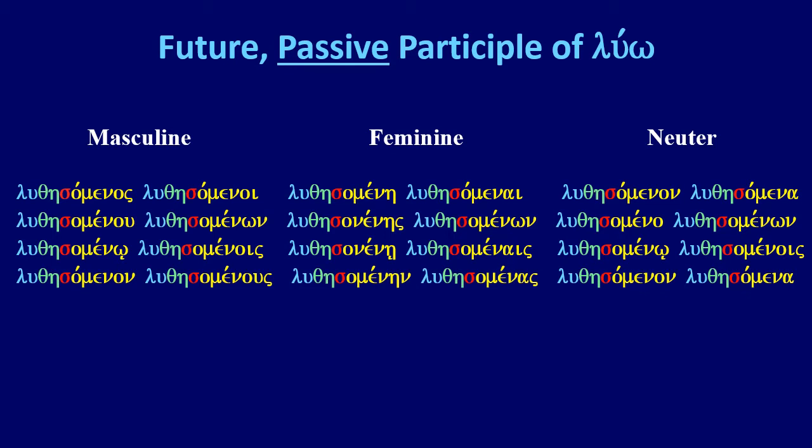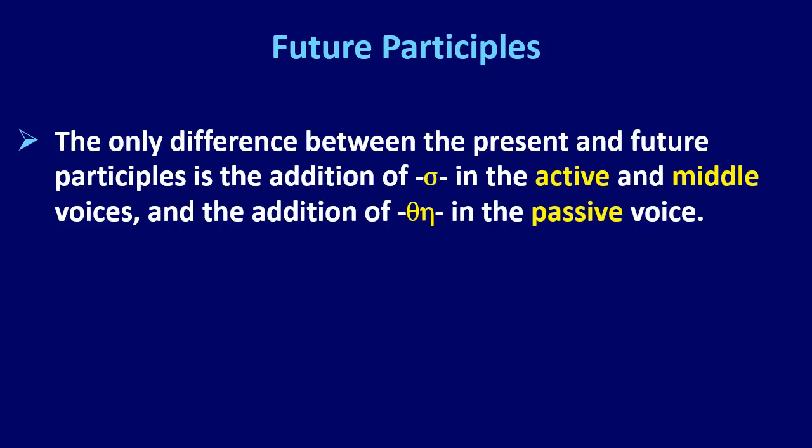So when you see that theta eta combination inside of a word, infixed, so to speak, you will notice that that indicates a passive voice, whether it's inside a participle like this here or inside of an indicative mood verb, as we saw with the future passive and first aorist passive. So that's it for this lesson as far as learning paradigms or new forms of participles. Let me just mention a couple of things about future participles in particular.